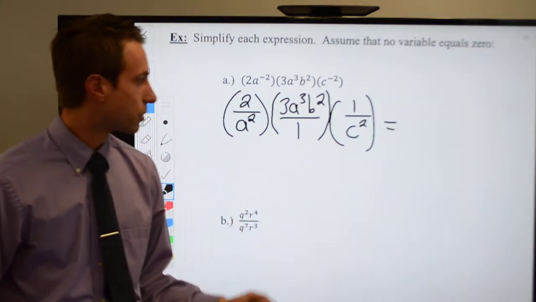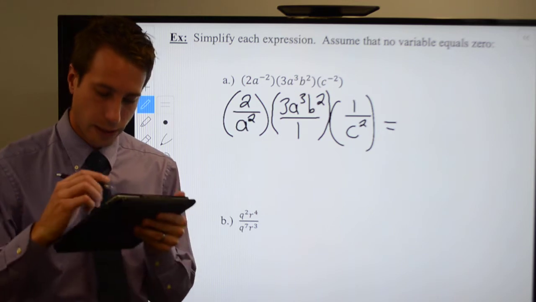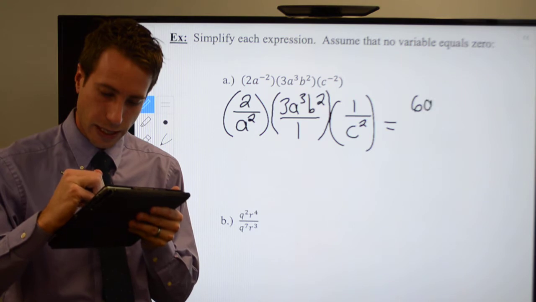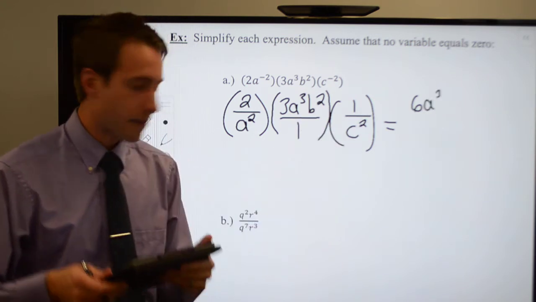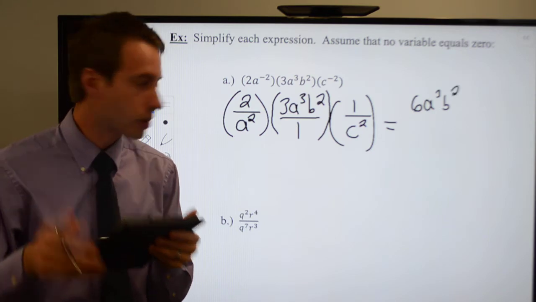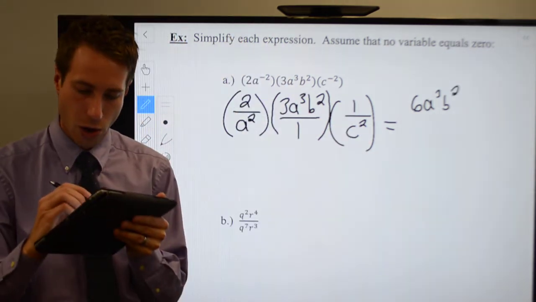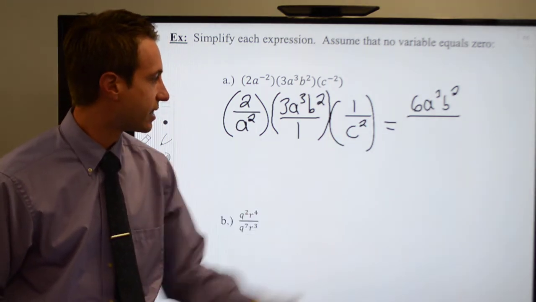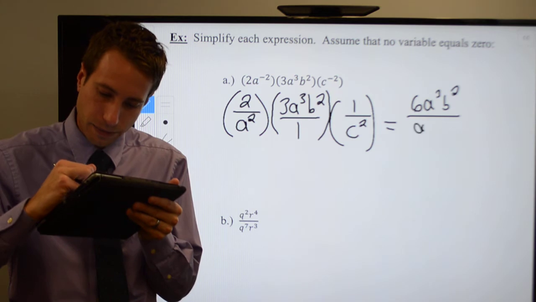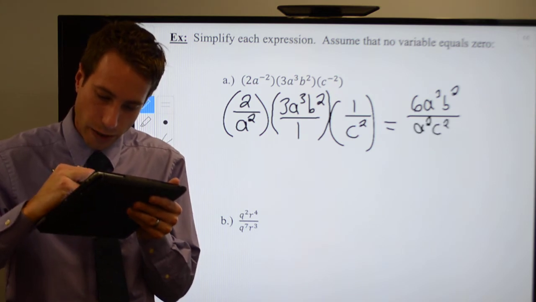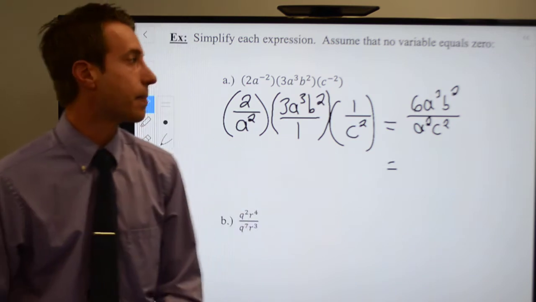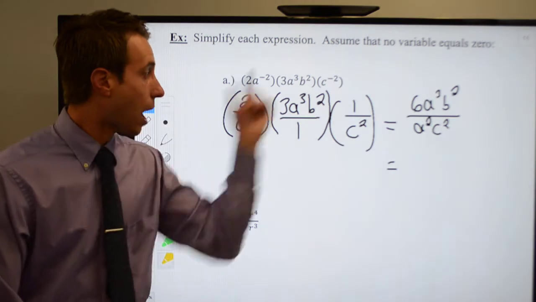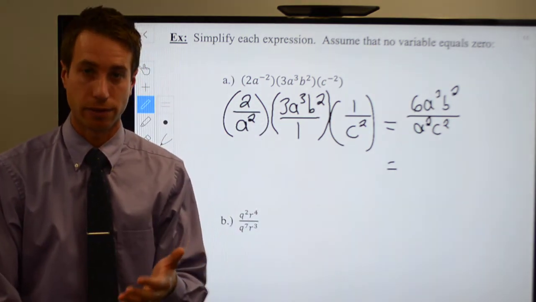So here we go. Multiply the numerators. 2 times 3, 6. I have an a cubed. I don't have any other a's, so it'll just be an a cubed. I have a b squared. I don't have any other b's, so it'll just be a b squared. And of course, I can multiply anything by 1. It doesn't change one bit. That's all divided by, multiply all my denominators. A squared, a 1, and a c squared means I have an a squared and a c squared. Okay, awesome. So here's what I've done. I've now gotten rid of all my negative exponents, and I have multiplied my quantities together. Fantastic.